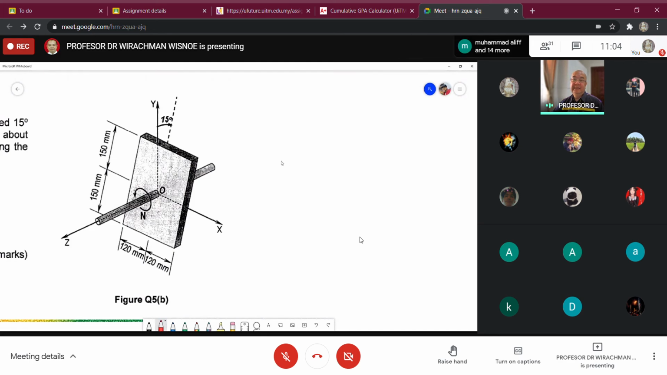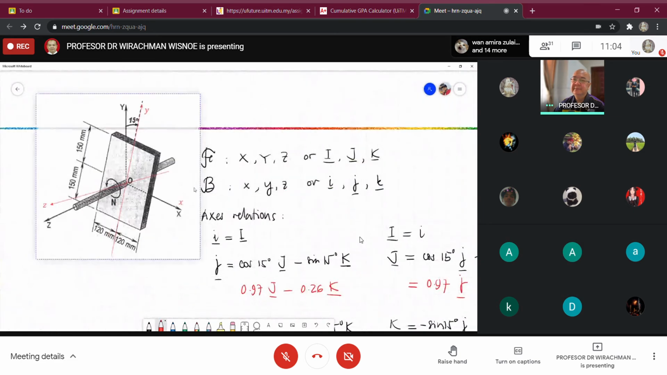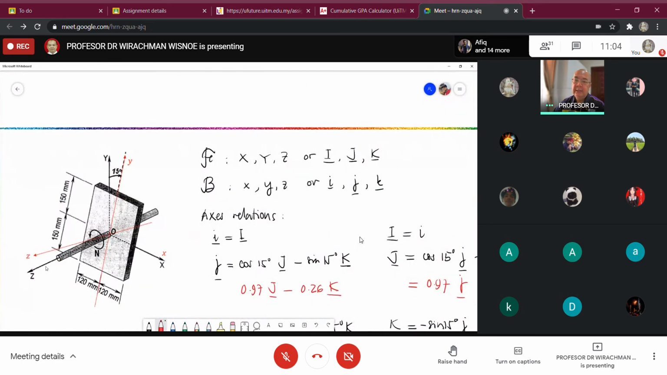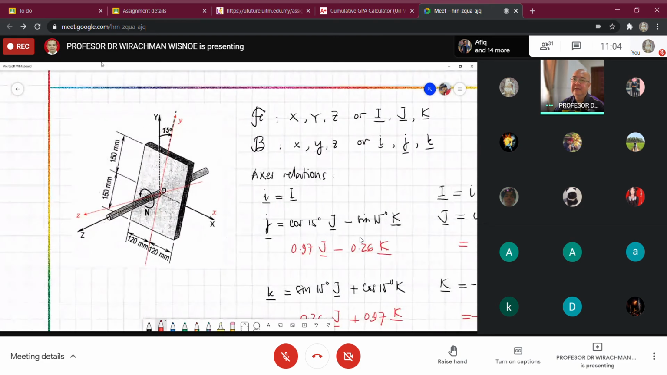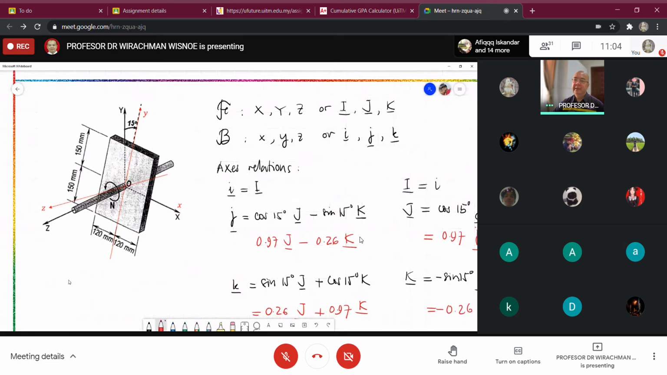Okay, there is tilted. Try to visualize. Okay, I'm going to this case. I cannot touch the figure. Okay, let's see this one. Okay.